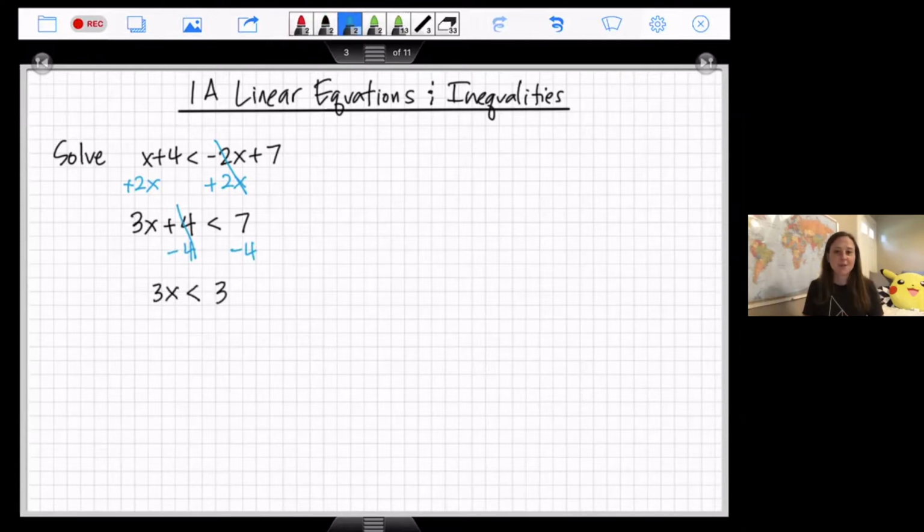Get the x by itself. We're going to divide by 3. And we get x less than, a whole number, 1. All right, x less than 1. All right, so that's our answer. All right, and that's a perfectly good answer.